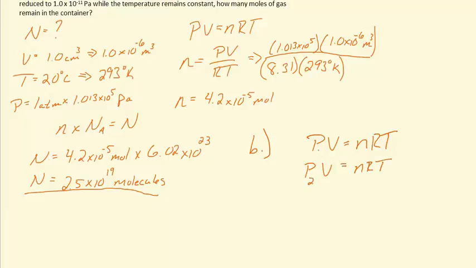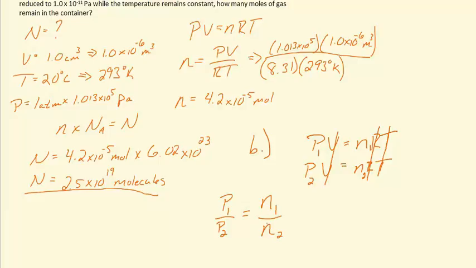And our first pressure, we're given that our temperature remains the same, so we can cross out our temperature. R is a constant, so we can cross out R, and it states that there's no change in volume. So we're left with an equation where P1 over P2 is equal to our number of moles of 1 divided by our number of moles of 2. And we're asked to find how many moles of gas remain in the container.